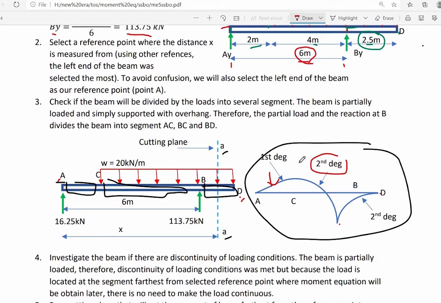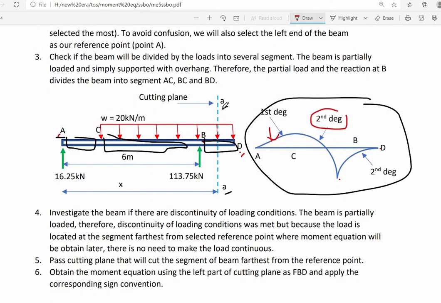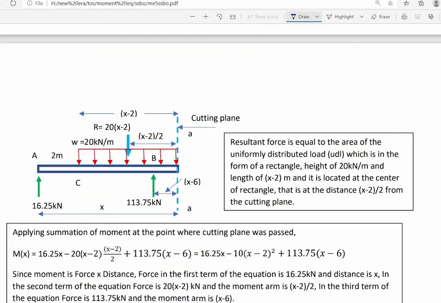That is the reason why obtaining the single moment equation is a confusing part of the analysis using the double integration method to solve the slope and deflection of beams. But by using techniques and applying some considerations, we can obtain a single moment equation that can define the whole curve of the bending moment diagram of the beam. So we can now pass cutting plane A-A.